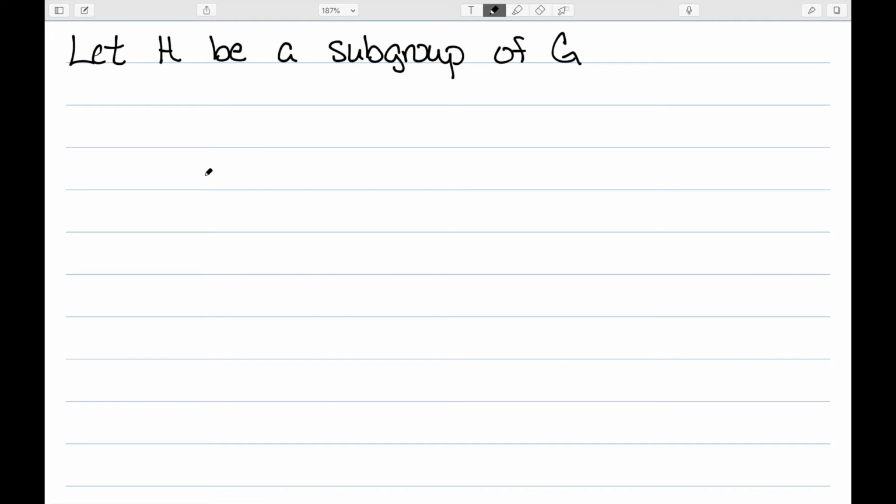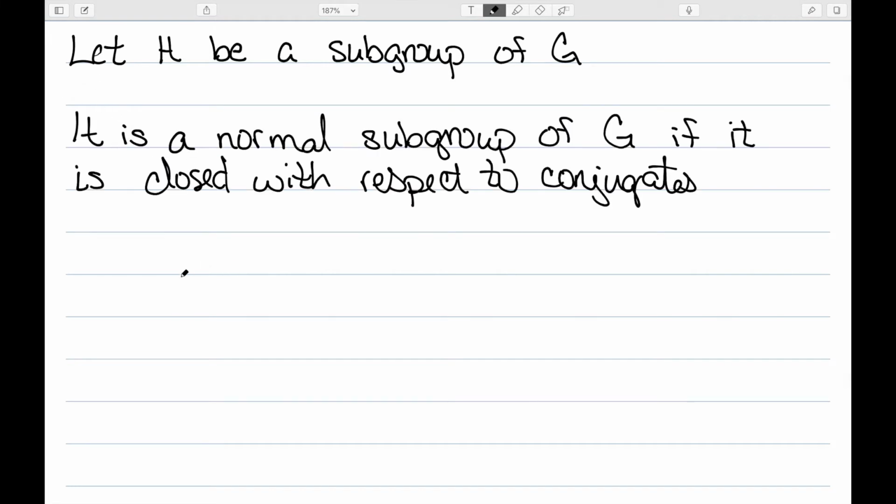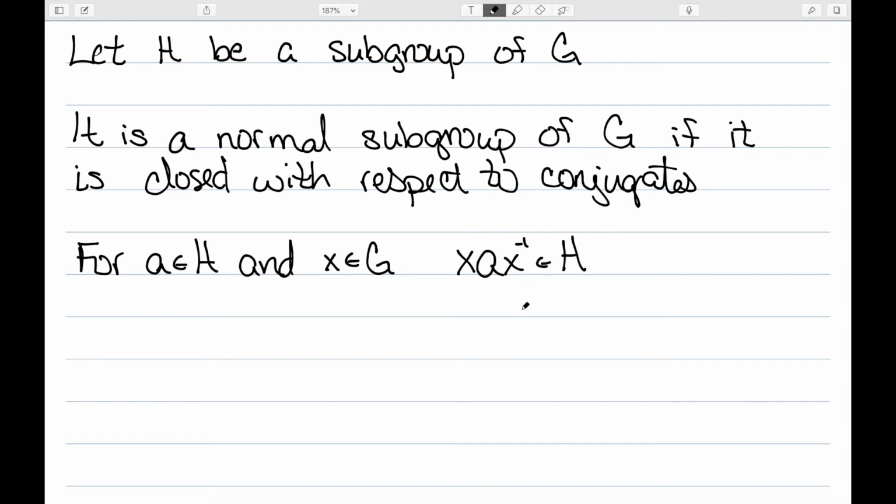Let's let H be some subgroup of my group G. We will then say H is a normal subgroup of my group G if it is closed with respect to conjugates. So what that means, for any element A in my subgroup H, and any element X in my group G, so it doesn't have to be an element of the subgroup, just any element of the group, then we must have that XA X inverse is still in the subgroup. It doesn't have to be the same element, but it does need to still be in the subgroup.